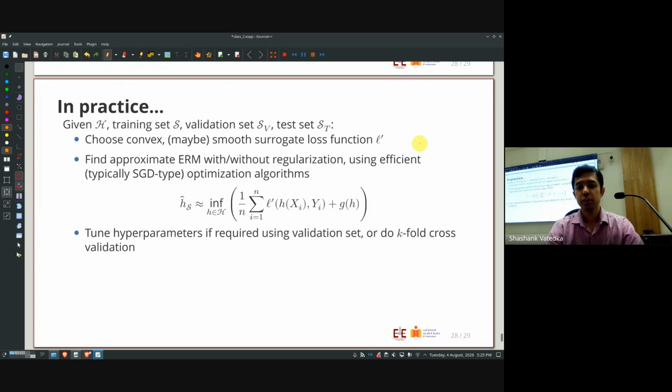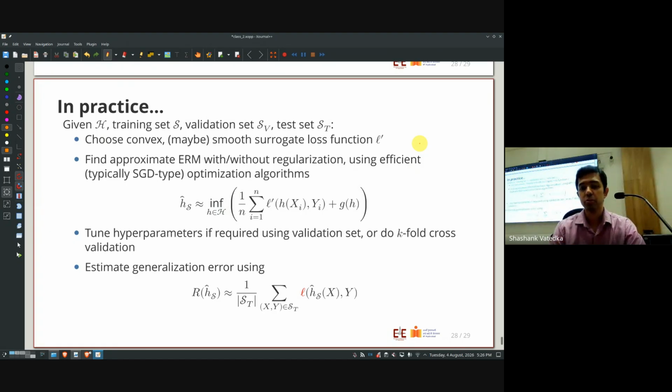And then additionally, if you have hyperparameters that you need to choose from, then you tune the hyperparameters using your validation set, or you just do some k-fold cross-validation. And once you do this, you estimate the generalization error using your test set. But one thing to keep in mind is that although you're training using the surrogate loss function, when you do the testing, it is always done using the original loss function.